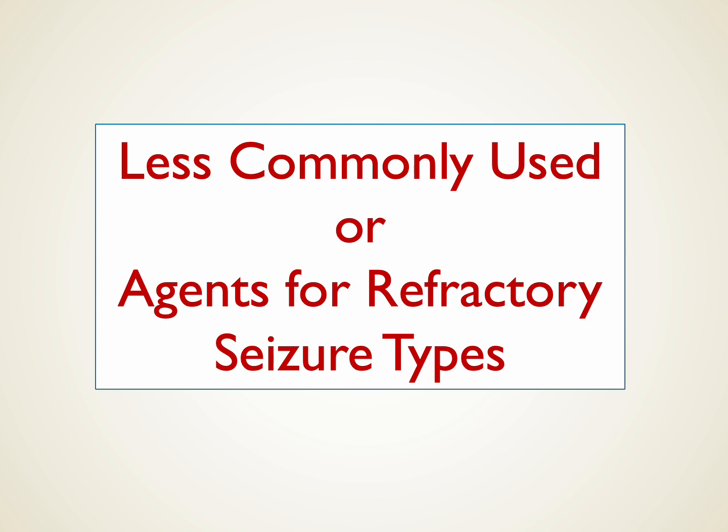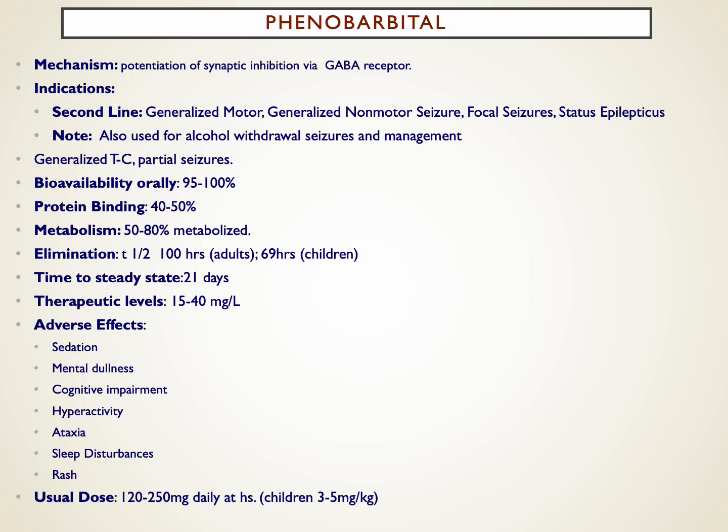Let's talk about some of the other agents that are either less commonly used or have their niche but aren't really first-line agents for most of the seizure types. One of these is phenobarbital. Phenobarb has been around for a long time and used to be a first-line therapy for most seizure types, particularly generalized motor and generalized non-motor seizures, focal seizures, and status epilepticus.